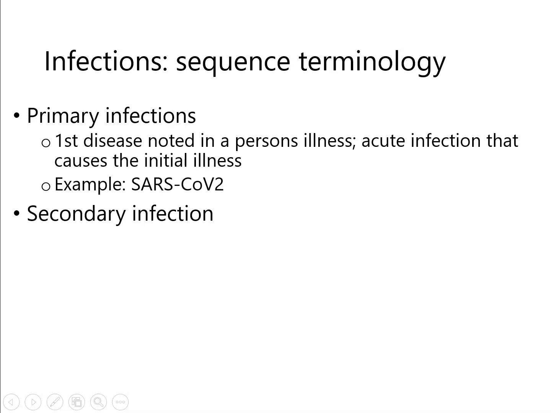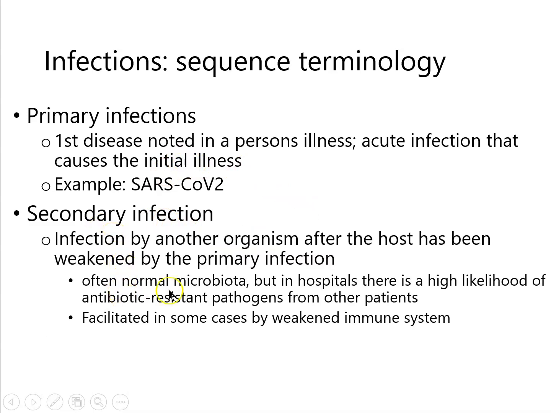But then in the hospital, they get a secondary infection. And this can only happen after the primary infection. So something happens because of this virus to make a person susceptible to the secondary infection. And so it could come from the normal microbiota. One example of this was influenza making people susceptible to infections from the bacterium Haemophilus influenzae.